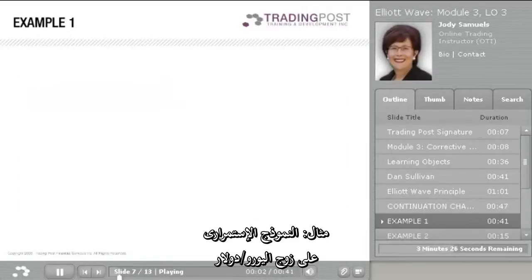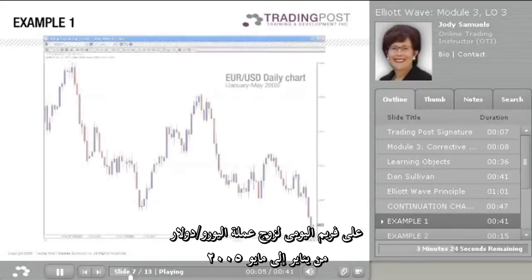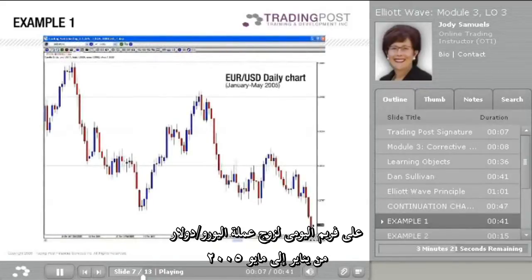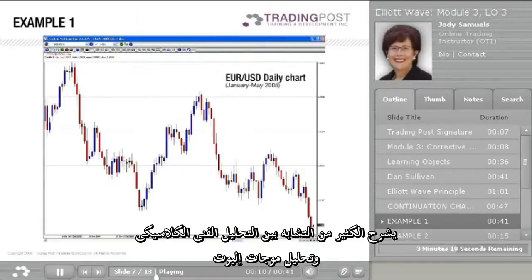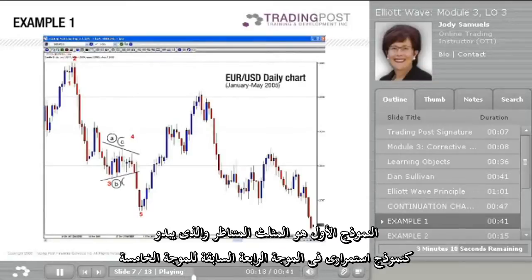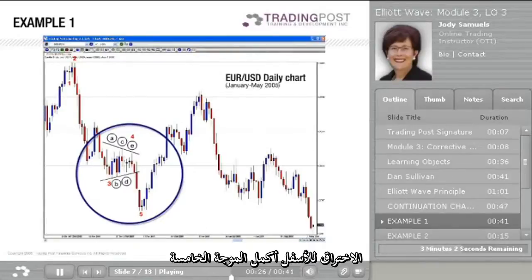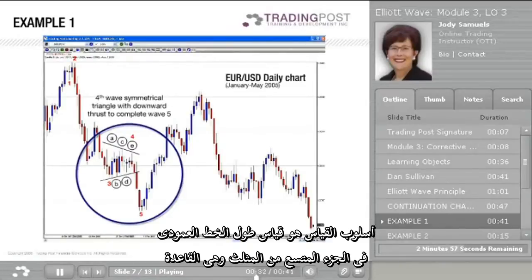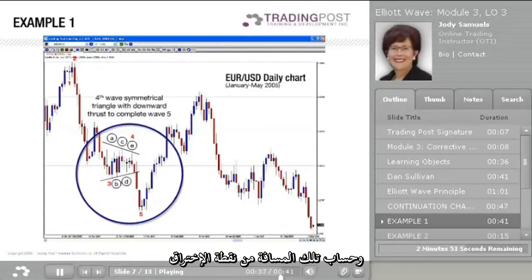Example of a Euro-USD continuation pattern. This daily Euro-USD chart from January to May 2005 illustrates the many similarities between classical chart pattern analysis and Elliott wave analysis. The first pattern is a symmetrical triangle which shows up as a wave 4 continuation pattern preceding wave 5. The breakout and downward thrust completes wave 5. The measuring technique is to measure the height of the vertical line at the widest part of the triangle, the base, and measure that distance from the breakout point.